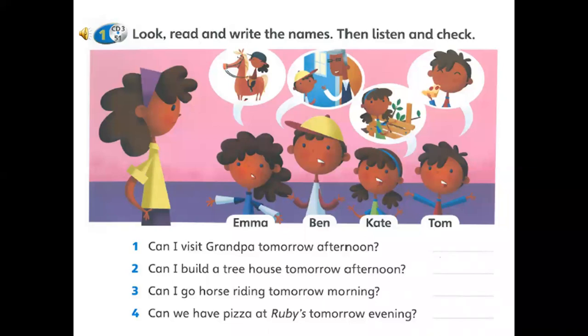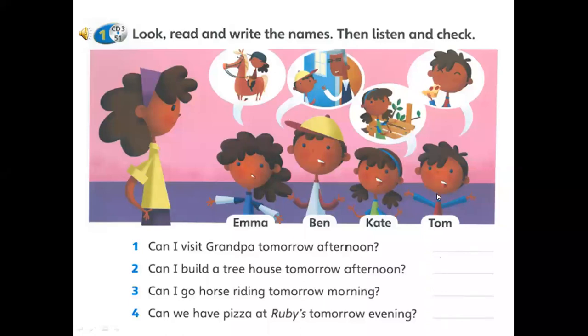Today we are going to see a new grammar lesson in Unit 9, Holiday Plans. This grammar is about practicing "can I", okay? It's about practicing question forms with can. Okay, let's take a look at this picture.